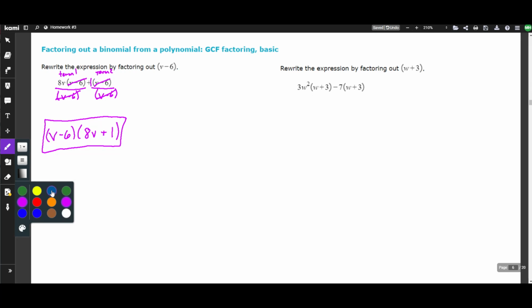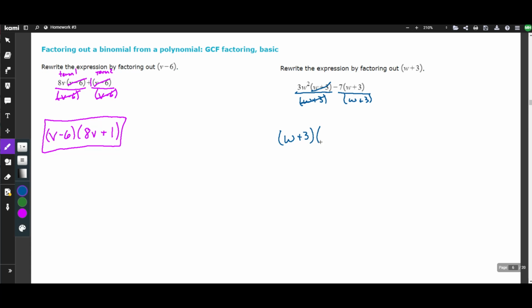All right, looking at the other one that I have written here, we are looking at the two terms. So term 1, term 2. What they have in common is that w plus 3 and a w plus 3. I'm going to write my GCF, so w plus 3. That is what I'm dividing out of both of them. When it divides out, it cancels out.